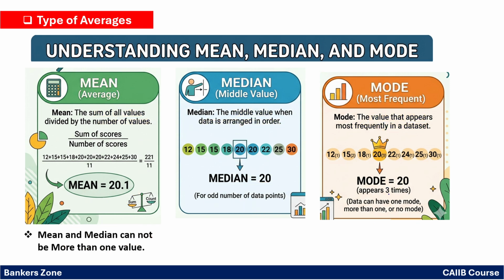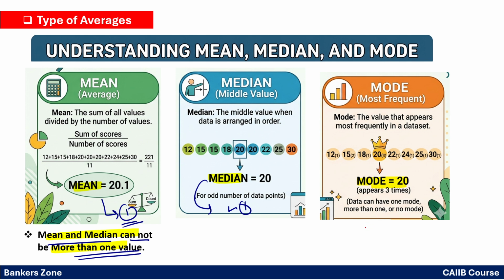Now see here, note one thing. Mean and median cannot have more than one value, because mean is an exact single value since it is the average, right? And median is also the middle value. So obviously the mean and the median will always be a single value. However, mode can be multiple.